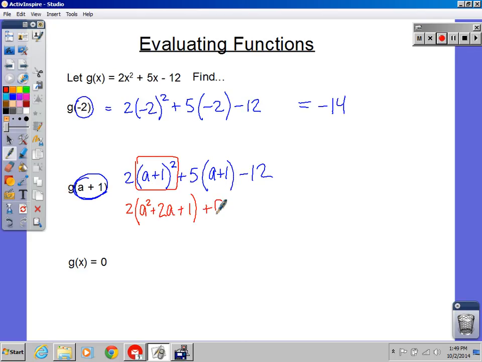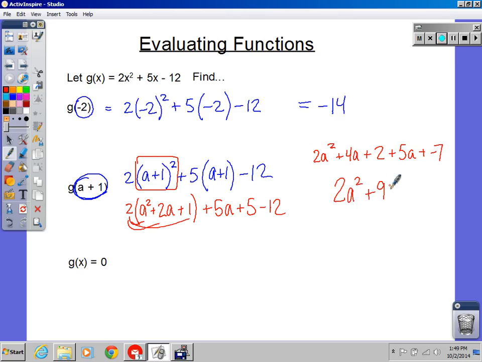We can distribute the 5, minus 12, and then we can distribute our 2 here. So I end up with 2a squared plus 4a plus 2, and then I still have my 5a and, let's see, that'll be a -7 now. Combine like terms, so in the end, I conclude with 2a squared plus 9a minus 5 is what it looks like I end up with. Okay, so you will have a's in the answer.